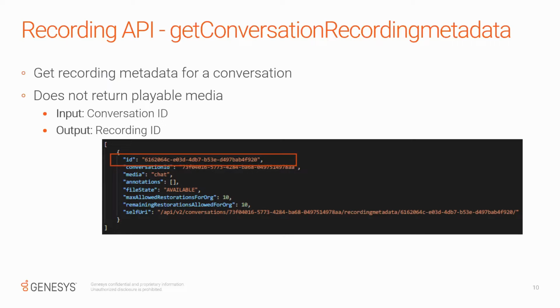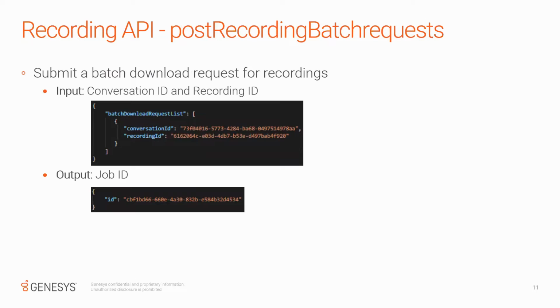So once we now have the recording ID, we can now call the post recording batch requests. This just submits a batch download request for the recordings. So we need the conversation and the recording IDs for this specific input. Please also note that for each conversation ID, there might be multiple recording IDs. So you have to put into your code or do multiple API calls for different recording IDs and conversation IDs. So once we call this API, we will have the job ID. That job ID would be the ID property of the result object.